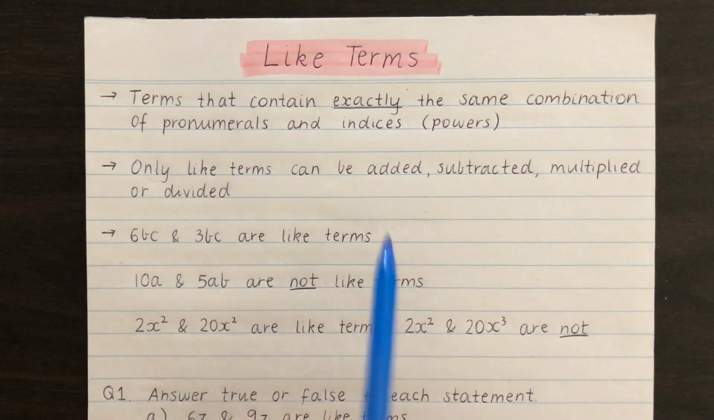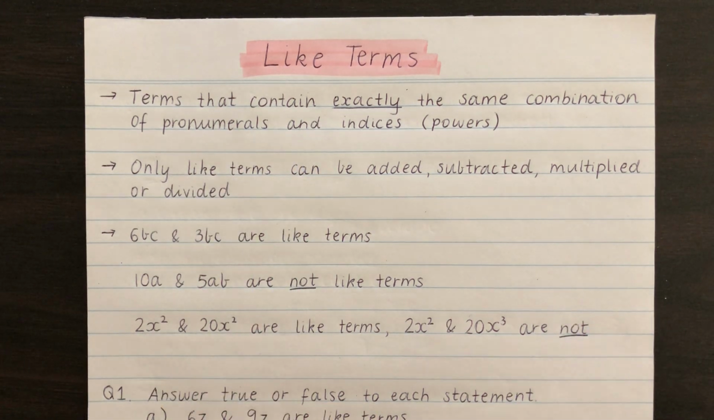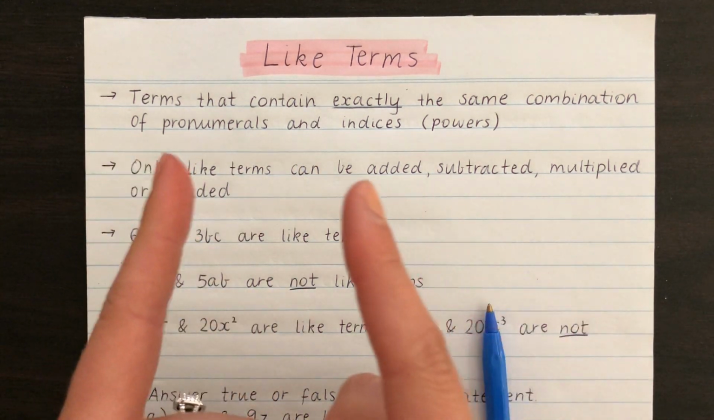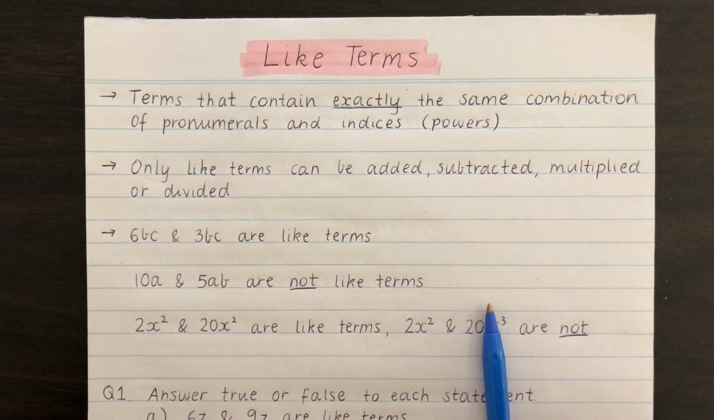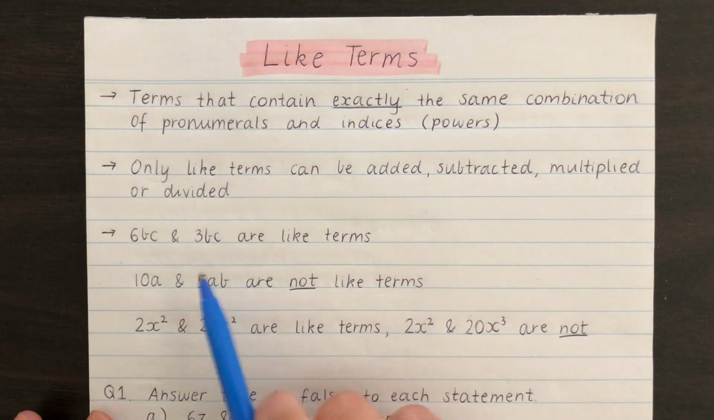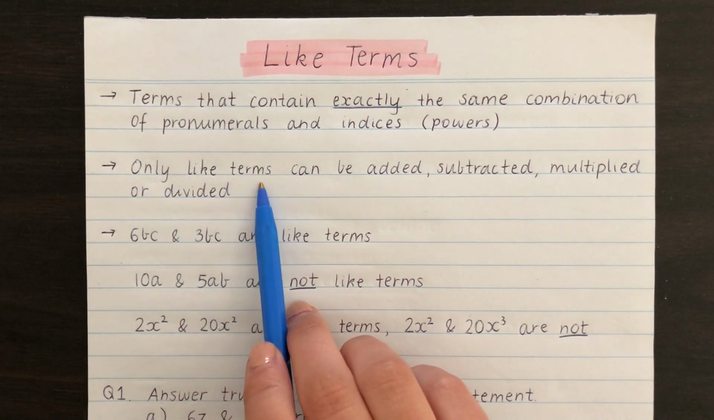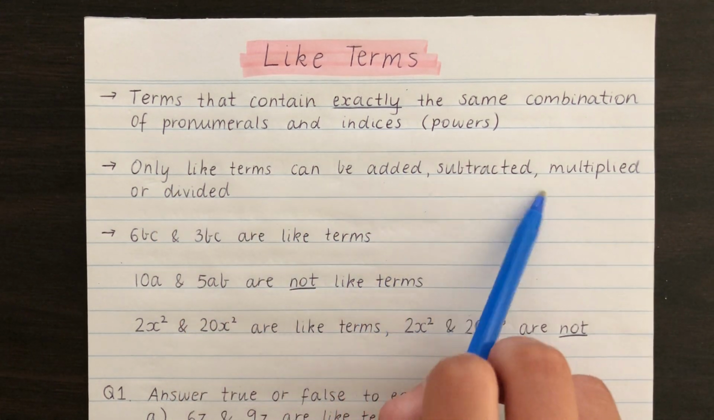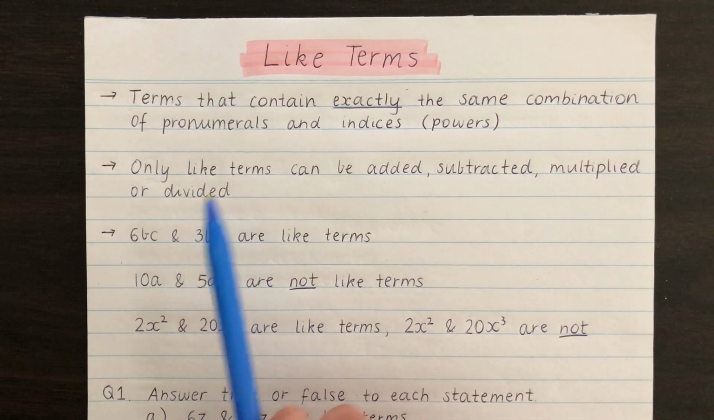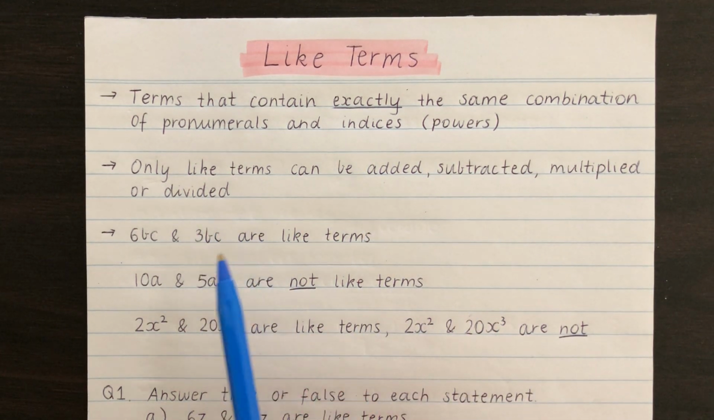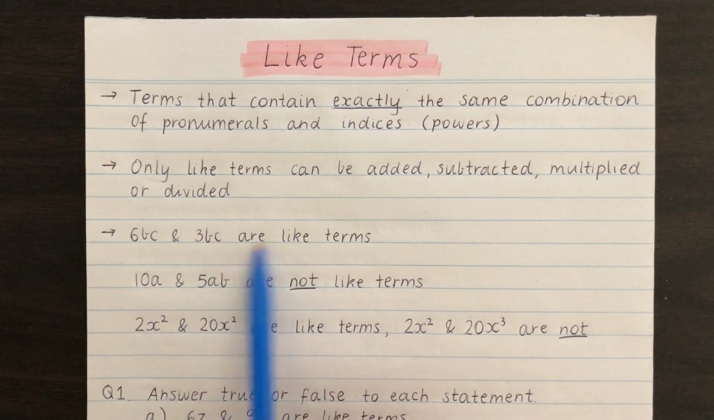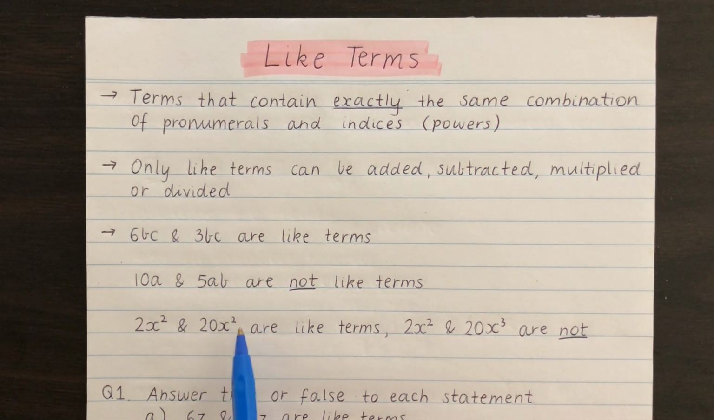So you would have remembered from my last video that a term in algebra is basically just every part that makes up an expression or an equation, okay? Now, only like terms can be added, subtracted, multiplied, or divided, etc., okay? I will run through some examples on how to identify whether certain terms are like terms or not.